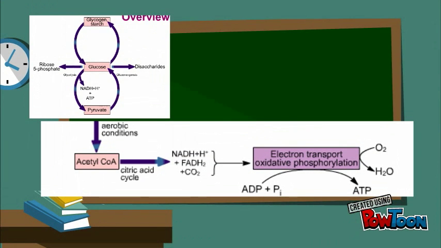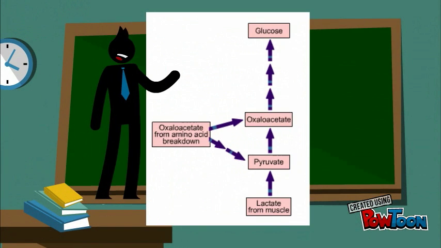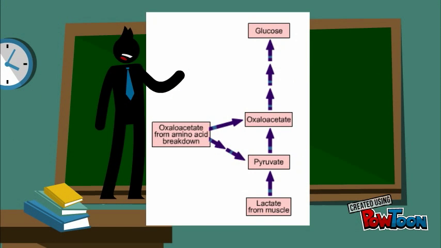When there is a need for energy and other metabolic intermediates, pyruvate can be converted to acetyl-CoA. Clearly, the pathways that synthesize and break down glucose have to be carefully coordinated so that both are not turned on at the same time. The major inputs come from the breakdown of amino acids and from lactate, produced by muscle tissues and transported to the liver by the bloodstream.